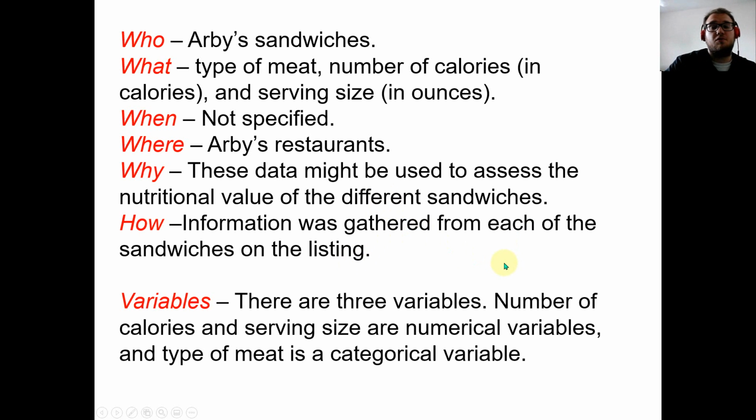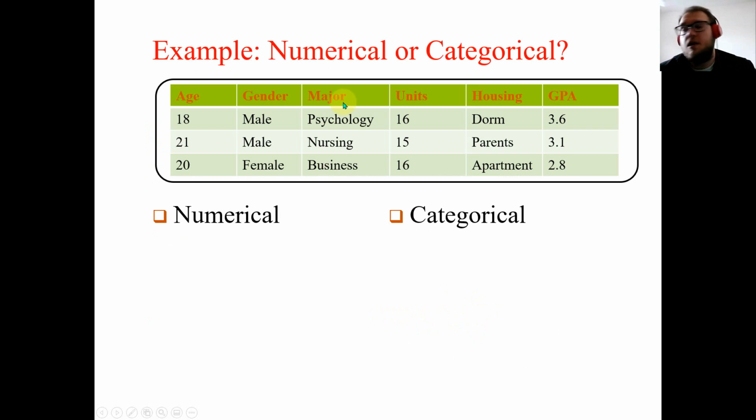So there are 3 variables, and the number of calories and the serving sizes are going to be numerical variables, and the type of meat is going to be categorical, because meat's not a number. It could be ham, it could be roast beef, it could be chicken. So I hope that makes sense.